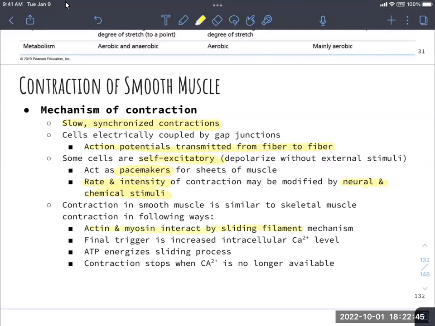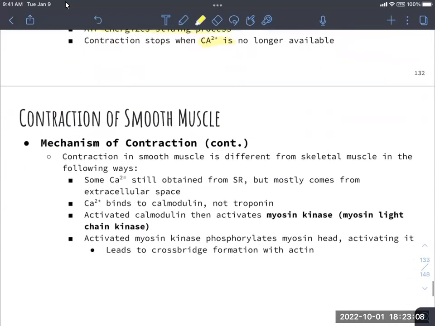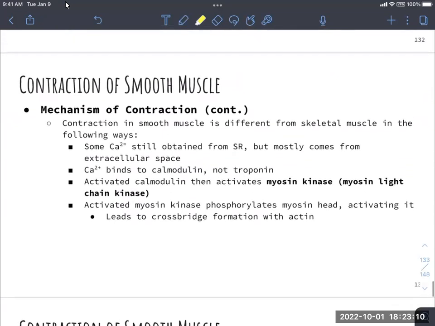The intracellular calcium level determines if a contraction is going to happen. We still use ATP to move those myosin heads to slide the actin along. And when calcium is no longer available, that contraction stops, just like in skeletal muscle. Those are all the same. But how is it different? How are these contractions different?